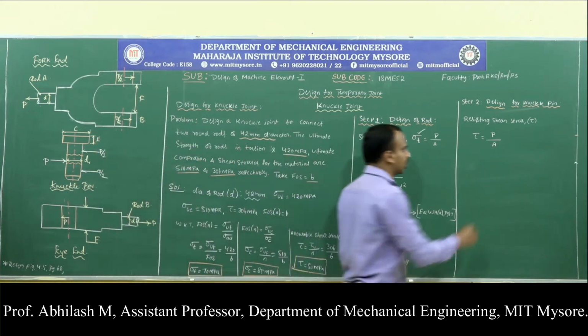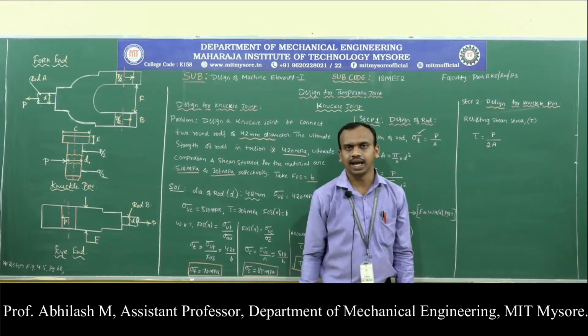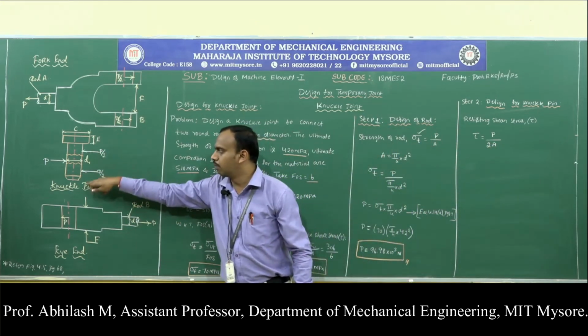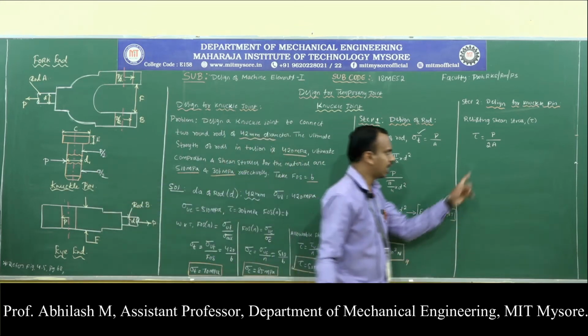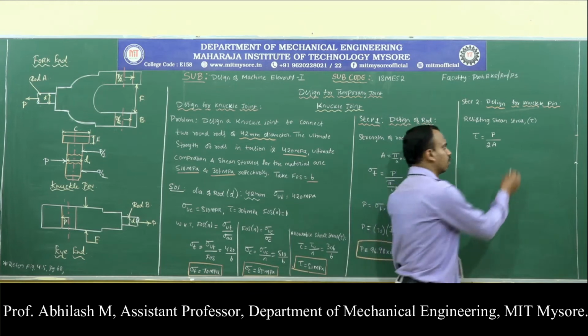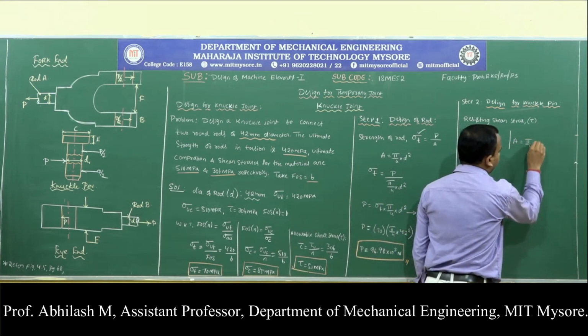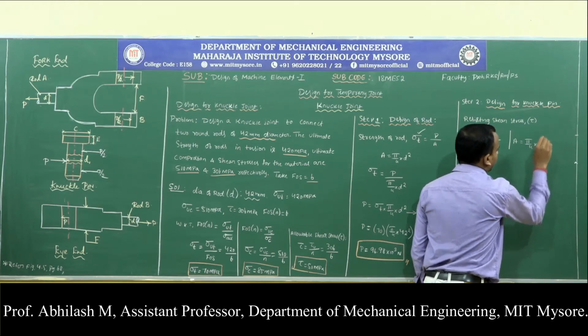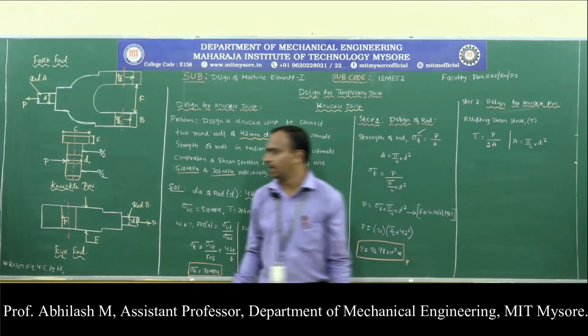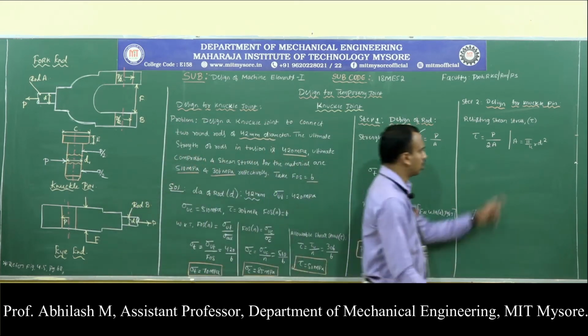So what will happen for the area? It will be 2 times of A, since it is undergoing double shear failure. So the area is 2 times of A. What is the area now? The area is pi by 4 into d1 square.